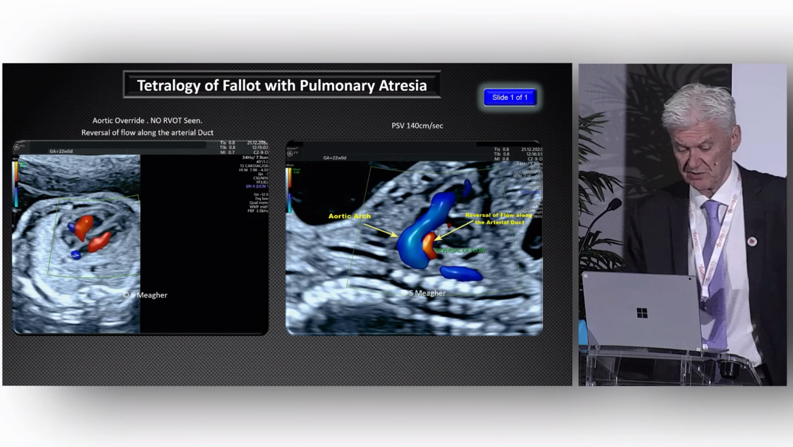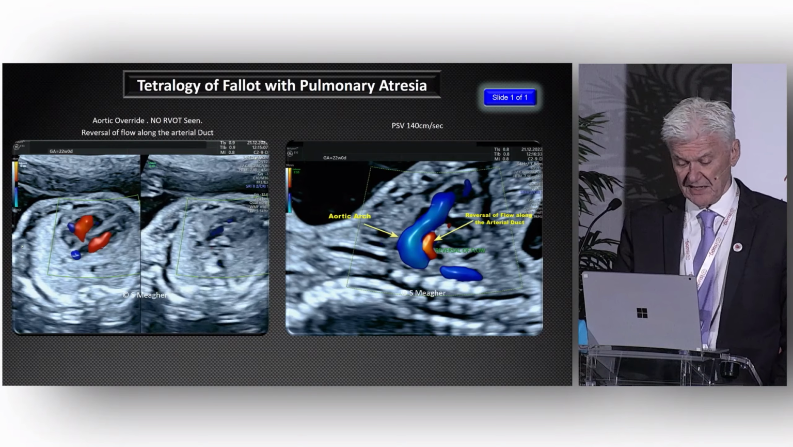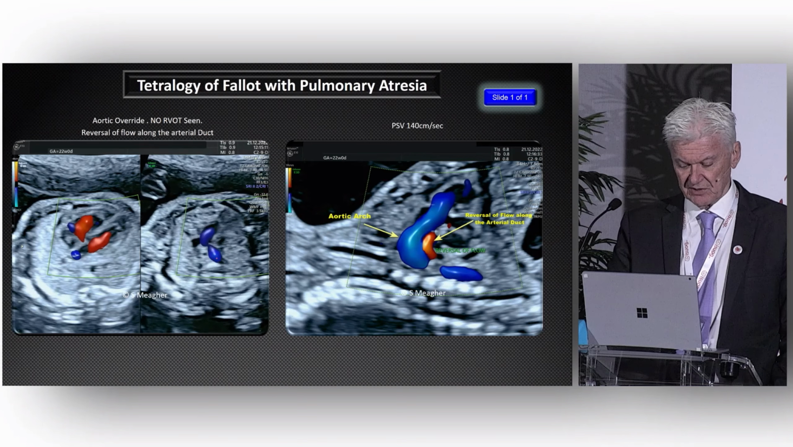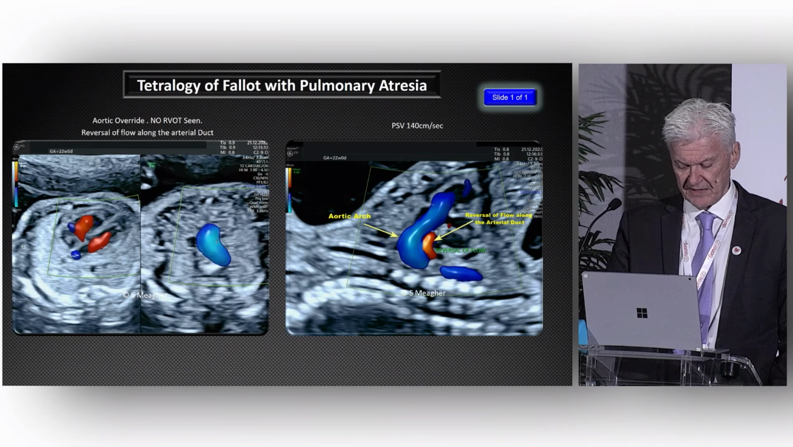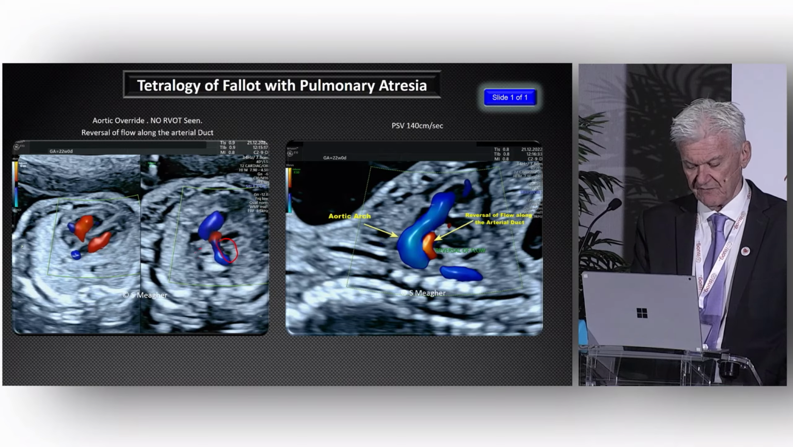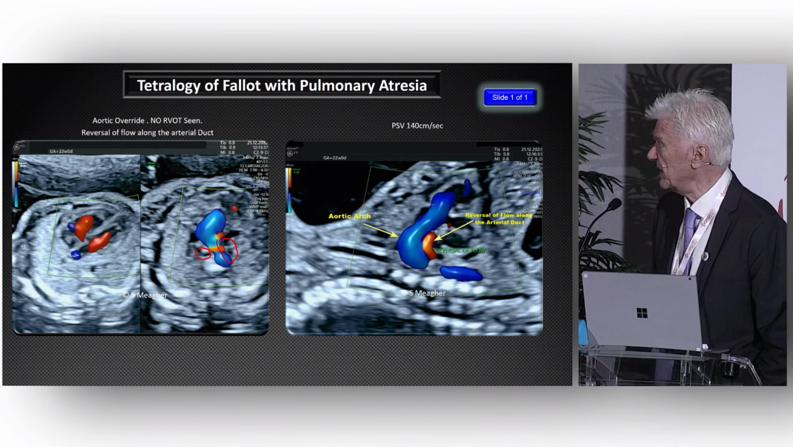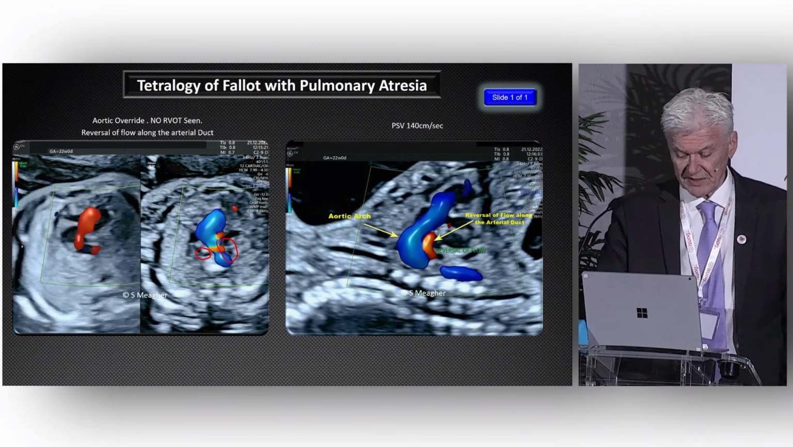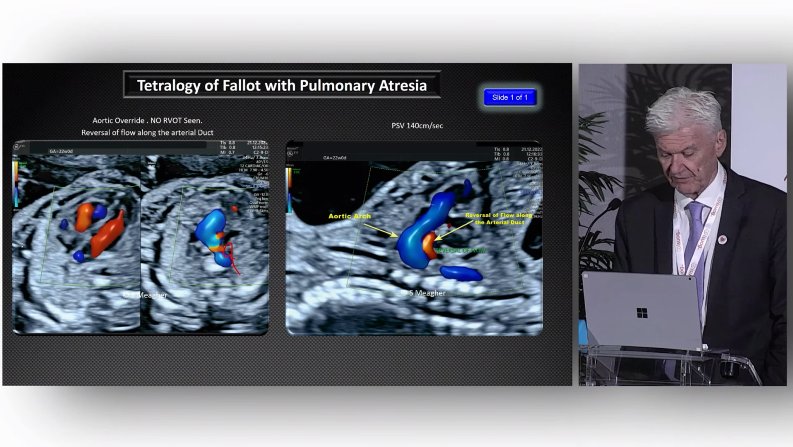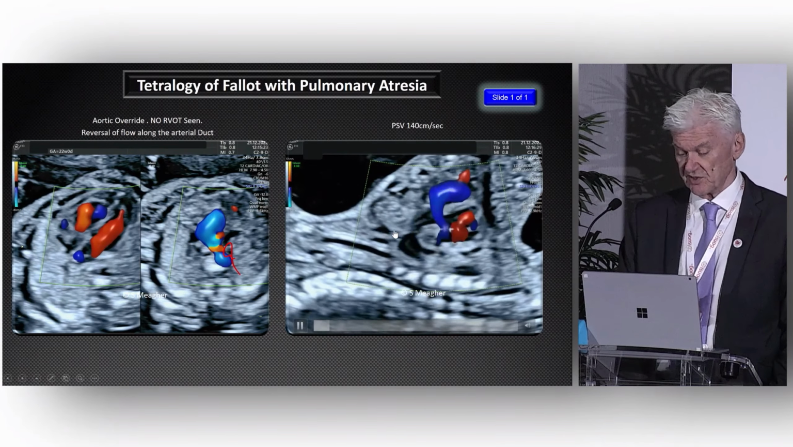You do a split image, you demonstrate with color on the left. As you sweep up to the three-vessel tracheal, you know exactly where to look, because here is the aorta, and then right here is the reversal flow on the transverse aortic arch. Remember, the vessel closest to the trachea is the transverse aortic arch. So you know exactly where to look at this point for reversal of flow. You then switch to a sagittal image.